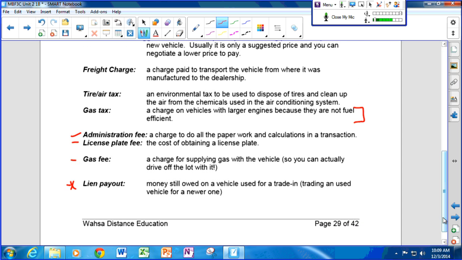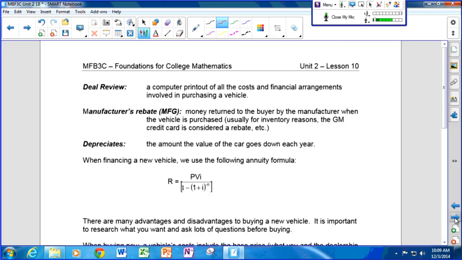And now there's this thing. There's a few more terms that we're going to do. We're going to look at deal reviews in detail. Basically, it's just a summary, a snapshot of every little bit involved in purchasing the vehicle. So all the costs, and this is something that they're going to show you near the end, anyway.